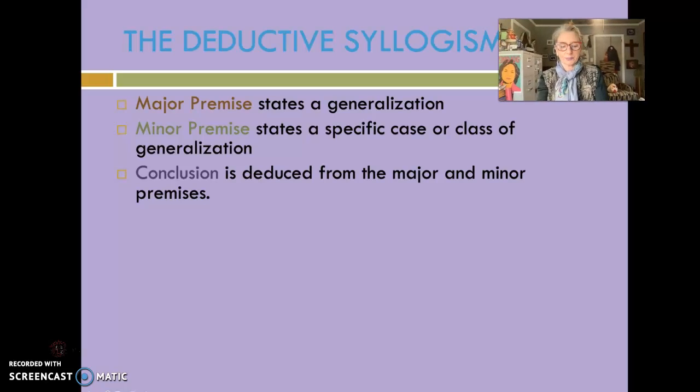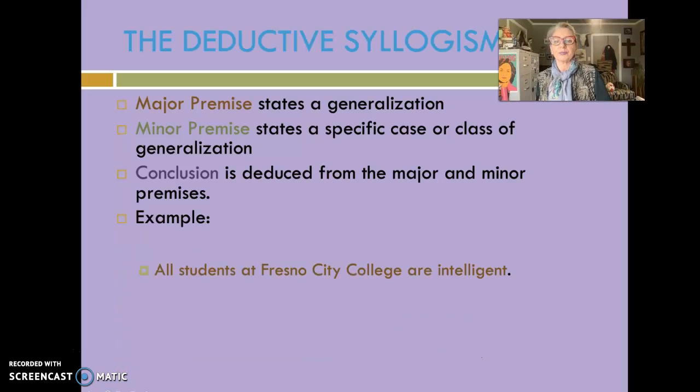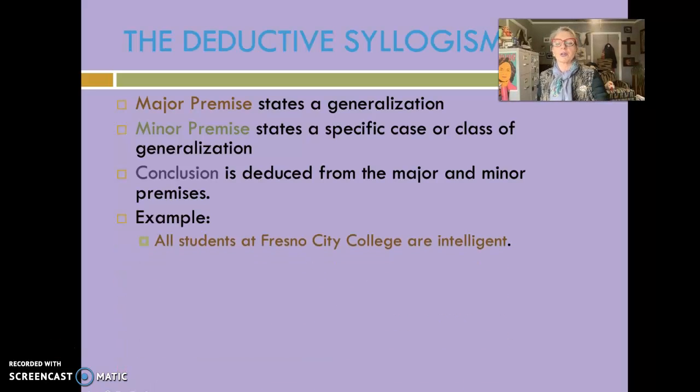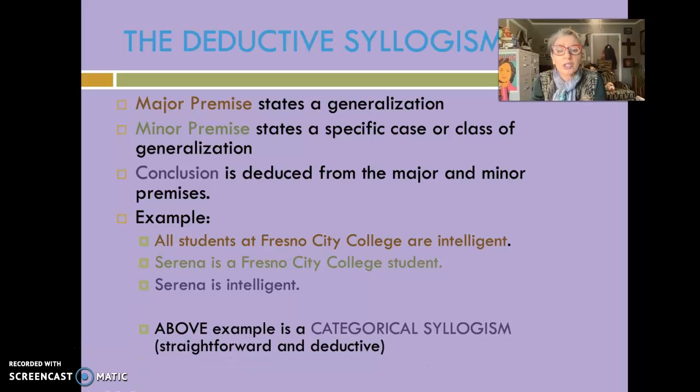Let's just take this. All students at, I think I gave you an example. We'll just go with this example. We'll just keep playing with this. All students at Fresno City College are intelligent. Serena is a Fresno City College student. What do we know about Serena then? Serena's intelligent, right? We know she is intelligent.